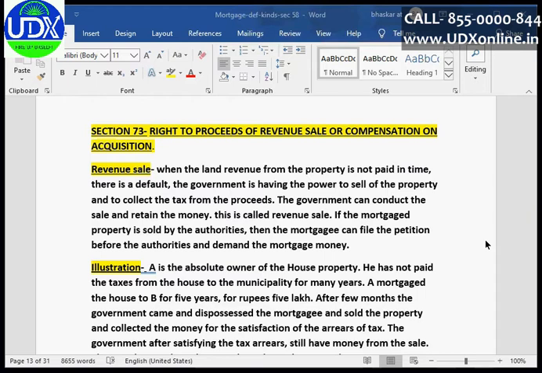Yes, sir. Can you add anything to this? Sir, the government also has the right to acquire the properties of private persons for the benefit of public purposes. Very good. Very good.